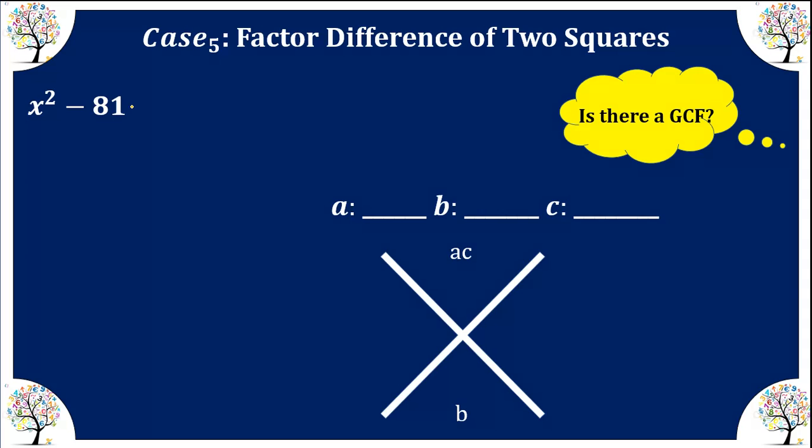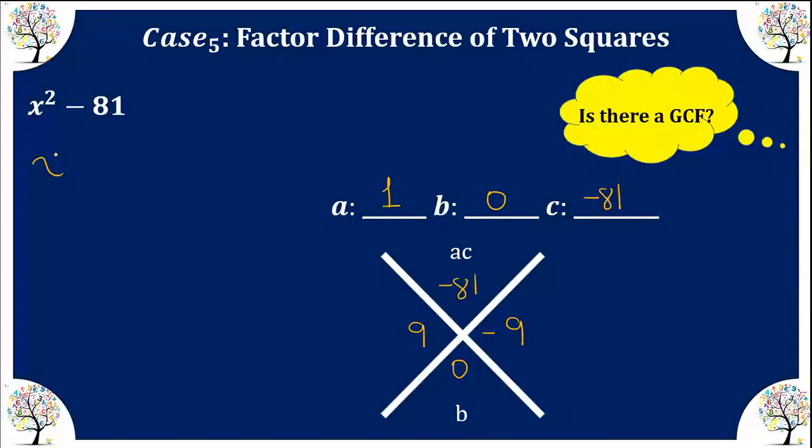Let's take a look at our first example, and we're going to do it by grouping, and then I'm going to show you a shortcut. We have x squared minus 81. I notice these are two perfect squares separated by subtraction. But let's go ahead and do it by grouping. Our a value is 1, our b value is 0, our c value is negative 81. 1 times negative 81 is on top, and then we have 0. So we're trying to decide what two numbers multiply to give me negative 81 and add to give me 0. It has to be 9 and negative 9.